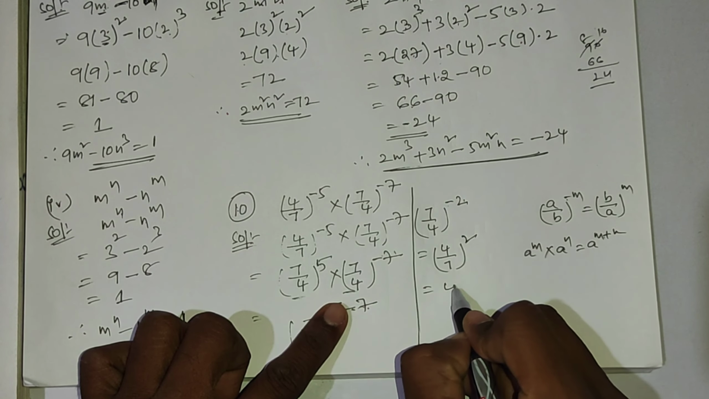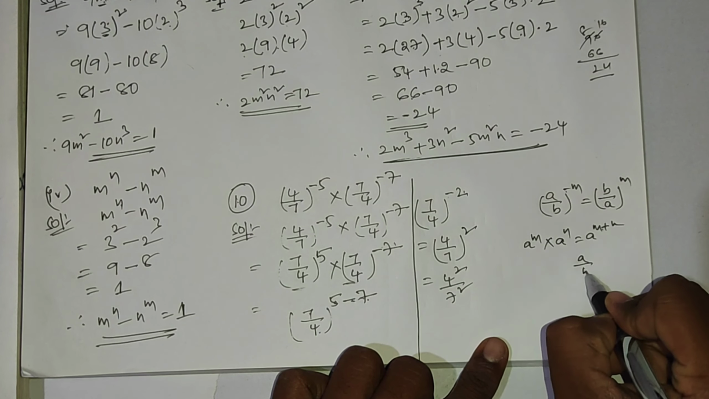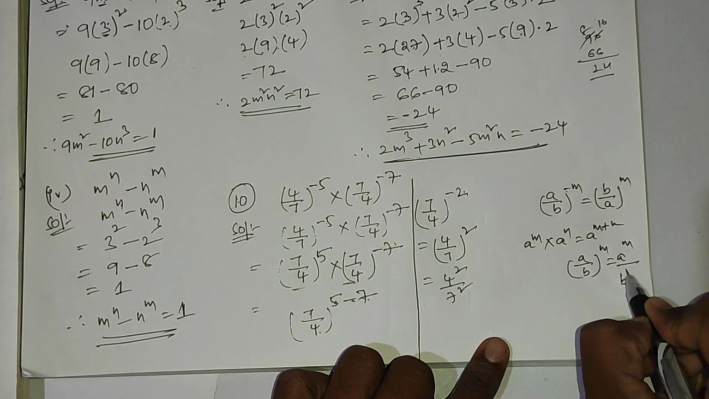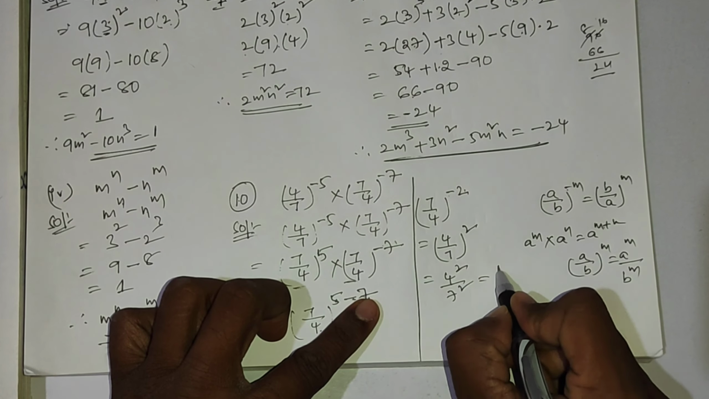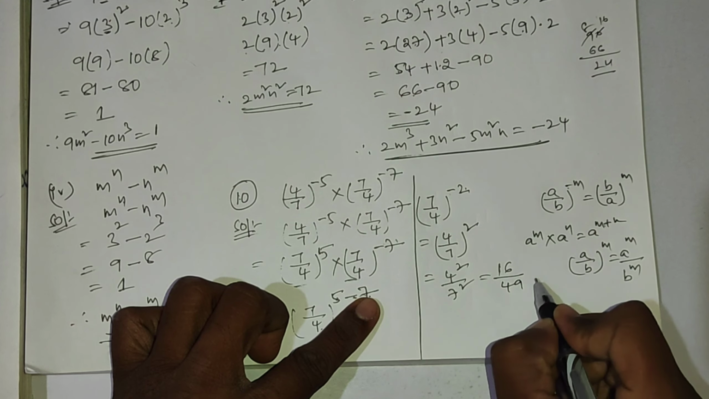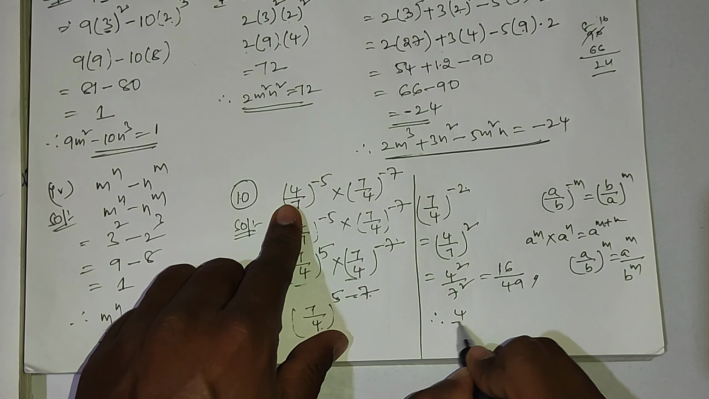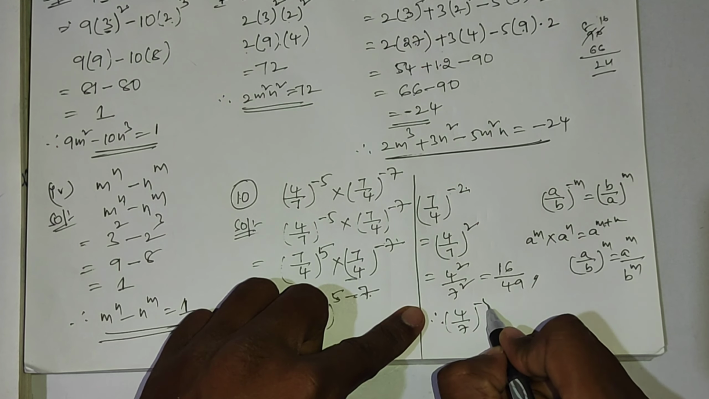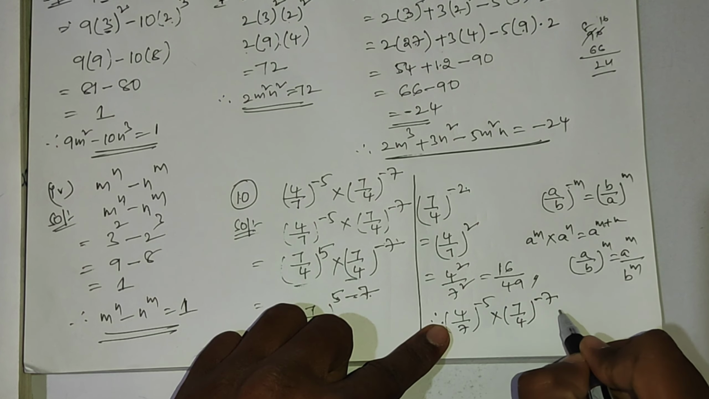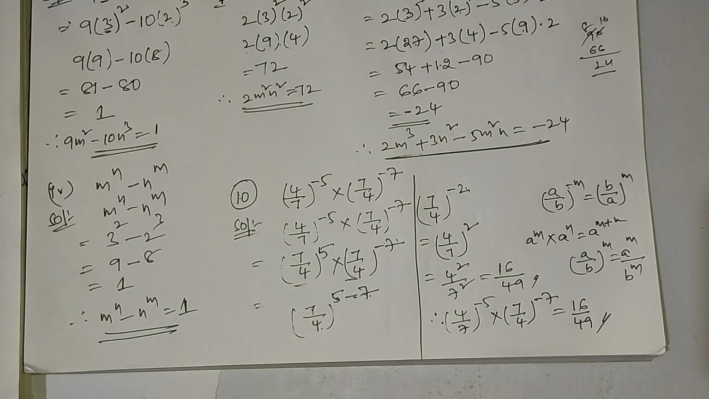Now what will happen here? This becomes 4 square by 7 square. Why? Because of the formula: a by b whole power m is equal to a to the power of m by b to the power of m. 4 square means 4 into 4 is 16. 7 square, nothing but 7 into 7, is 49. That's it. Therefore, what can we conclude here? 4 by 7 whole to the power of minus 5 into 7 by 4 whole to the power of minus 7 is equal to 16 by 49 is the answer.